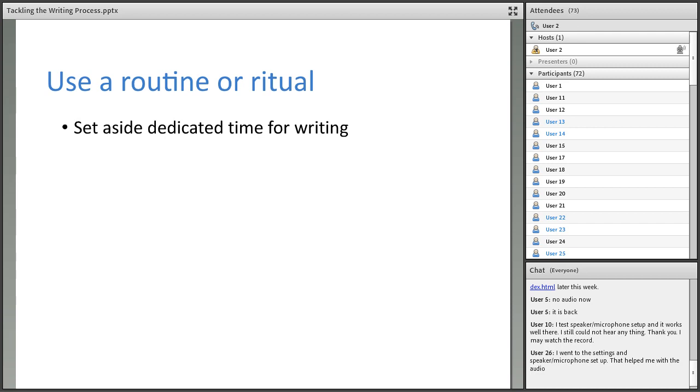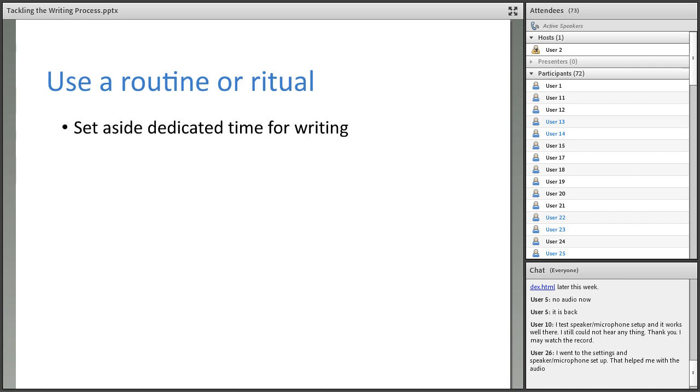Using a routine or a ritual when you sit down to write can be very effective in making the process easier. It's especially true if you're a creature of habit, like myself. It will help you establish consistency and make the most of your valuable time. Here are a few steps to take in creating a writing routine.